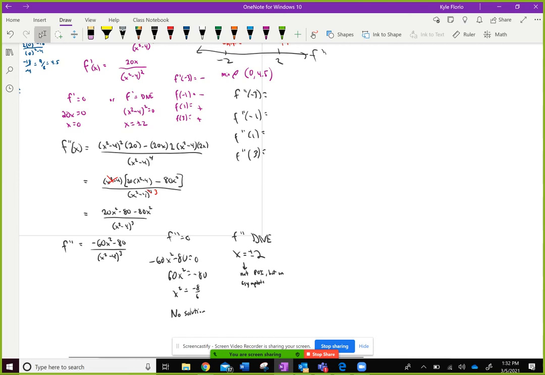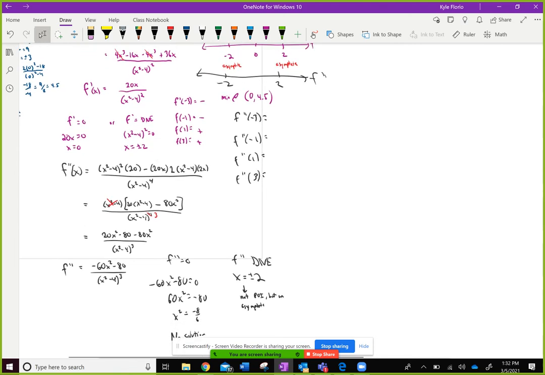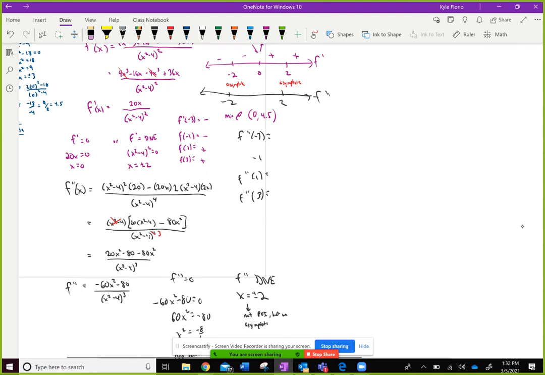Okay. All right. So we just need to look at 2 and -2. So in that case, we just need to look at these numbers. I got a negative, positive, and a negative. No points of inflection, but I know the concavity now, and now we can start graphing.